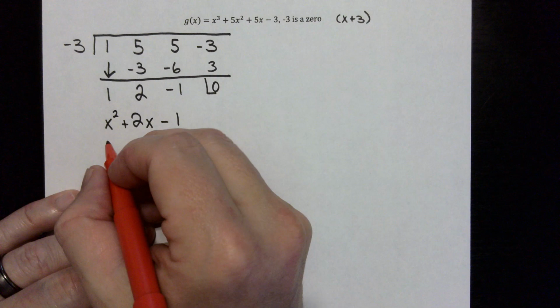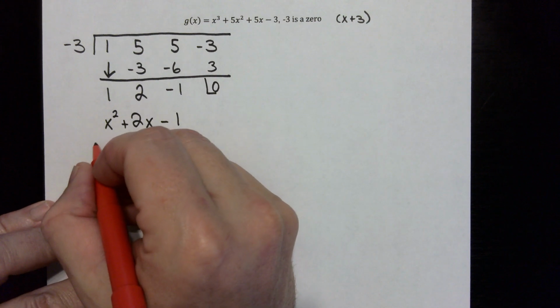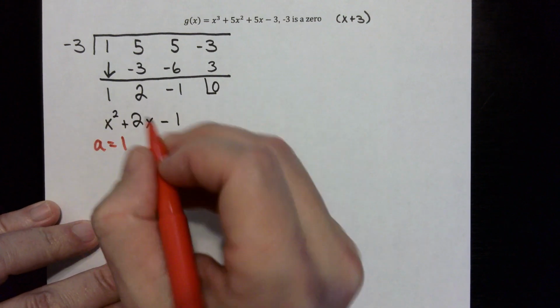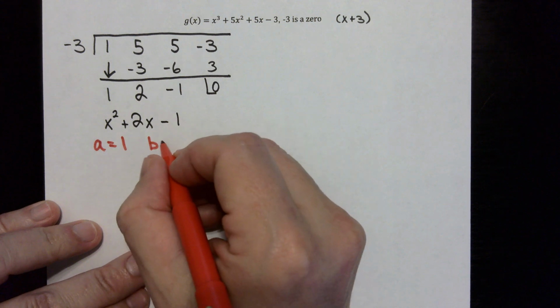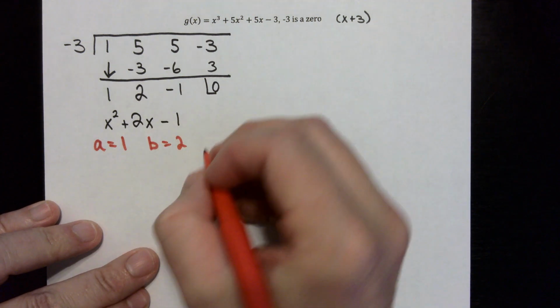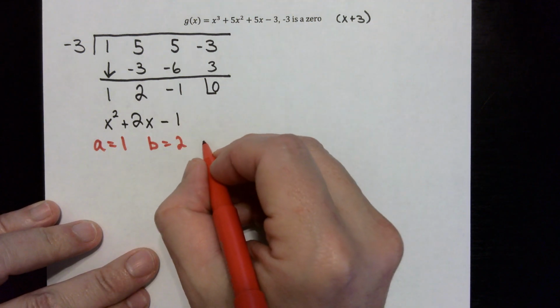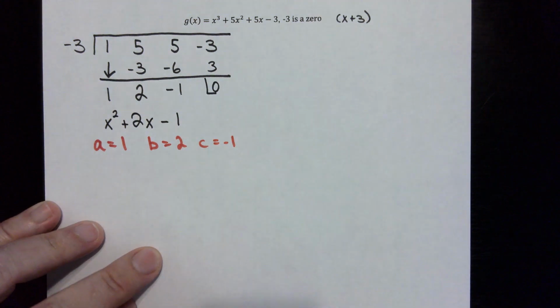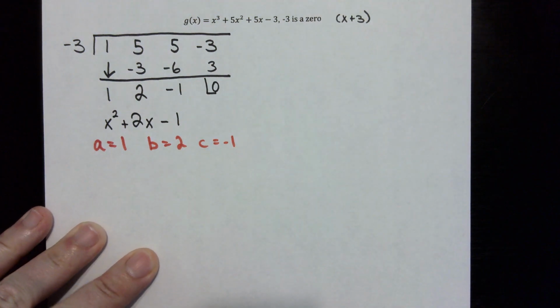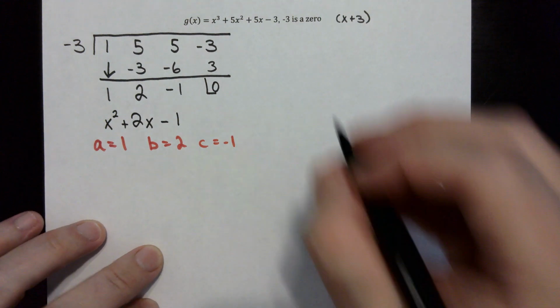So for the quadratic formula, we need our a, b, and c. So our a is the number in front of x squared, that's a 1. Our b is the number in front of x, which is a 2. And our c is the last number, which is negative 1. Okay, so those are the numbers we're going to use for the quadratic formula.